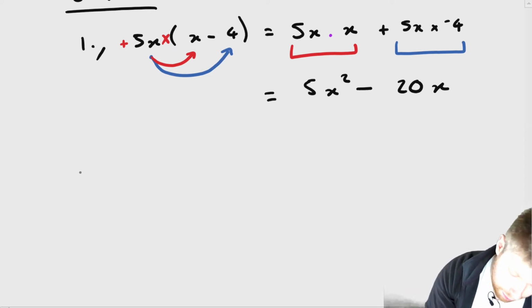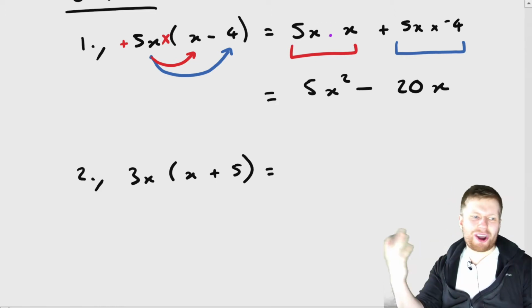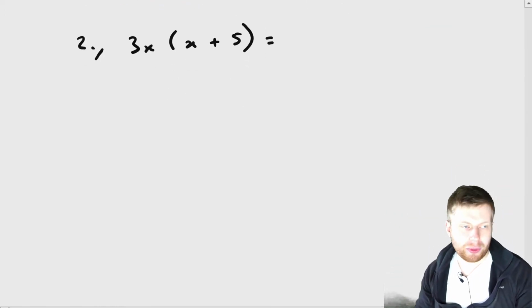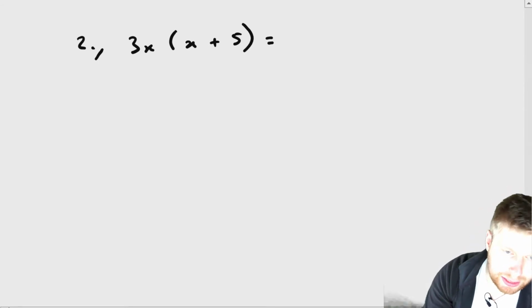Let's have a go at something like this: 3x times by x plus 5. Now notice I'm just using x quite a lot. X is a commonly used pronumeral or variable in algebra, but it honestly doesn't matter as long as the letters remain the same.